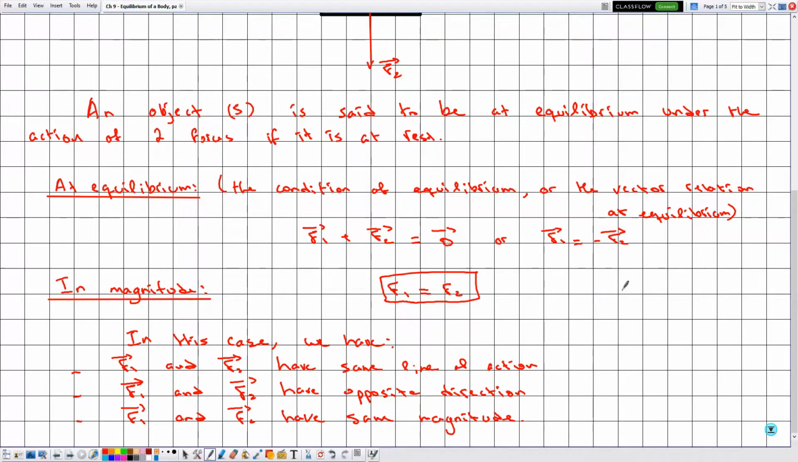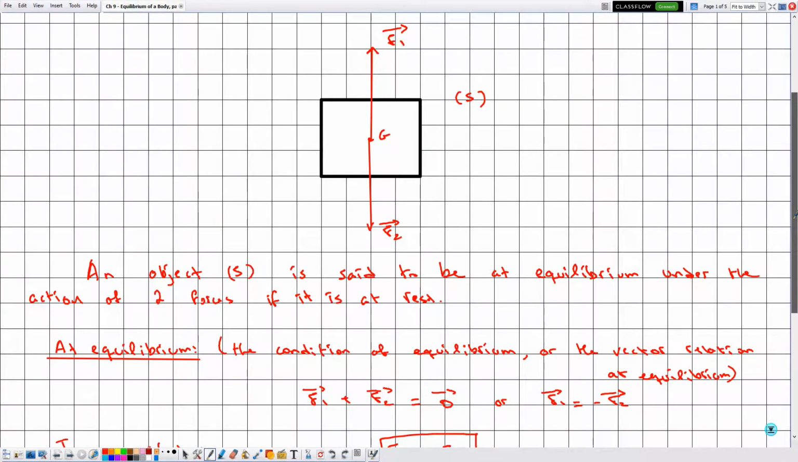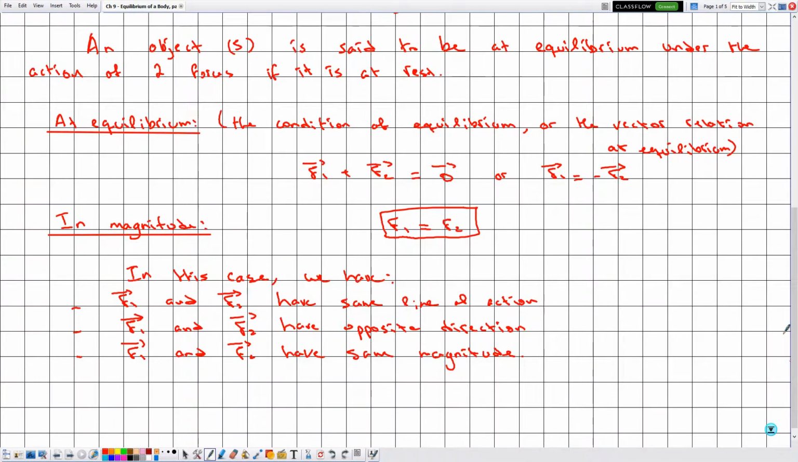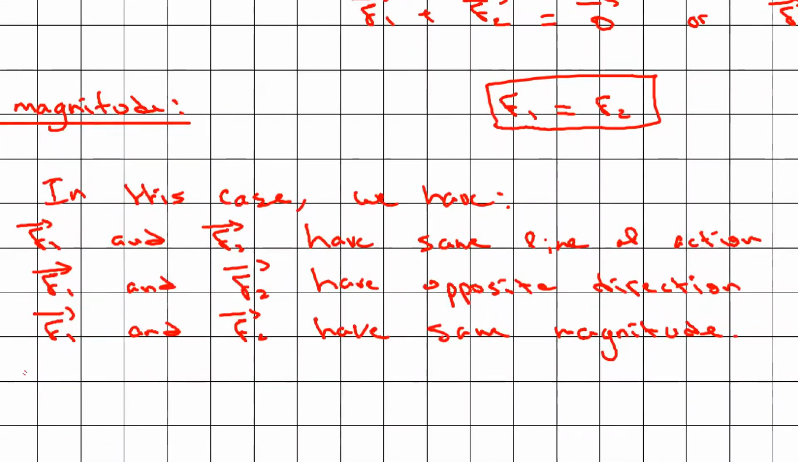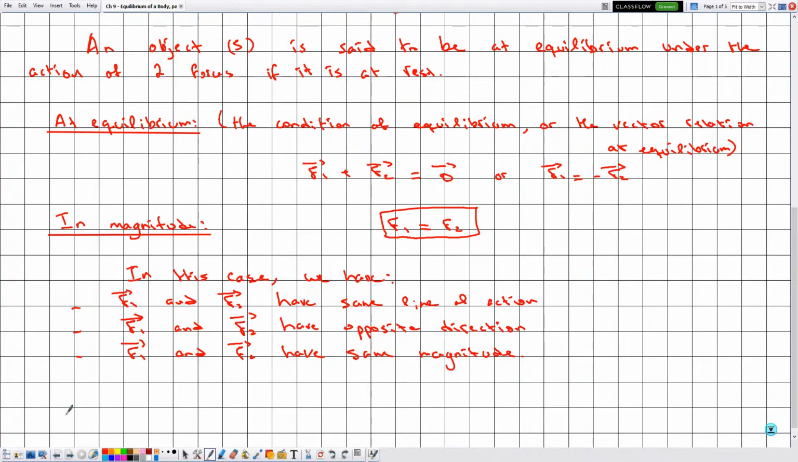Then whenever two forces act on the same body and this body is at equilibrium, this directly means that both forces have the same line of action, opposite direction, and the same magnitude. So all of these three conditions must hold at the same time. Then we can directly write the following important note.